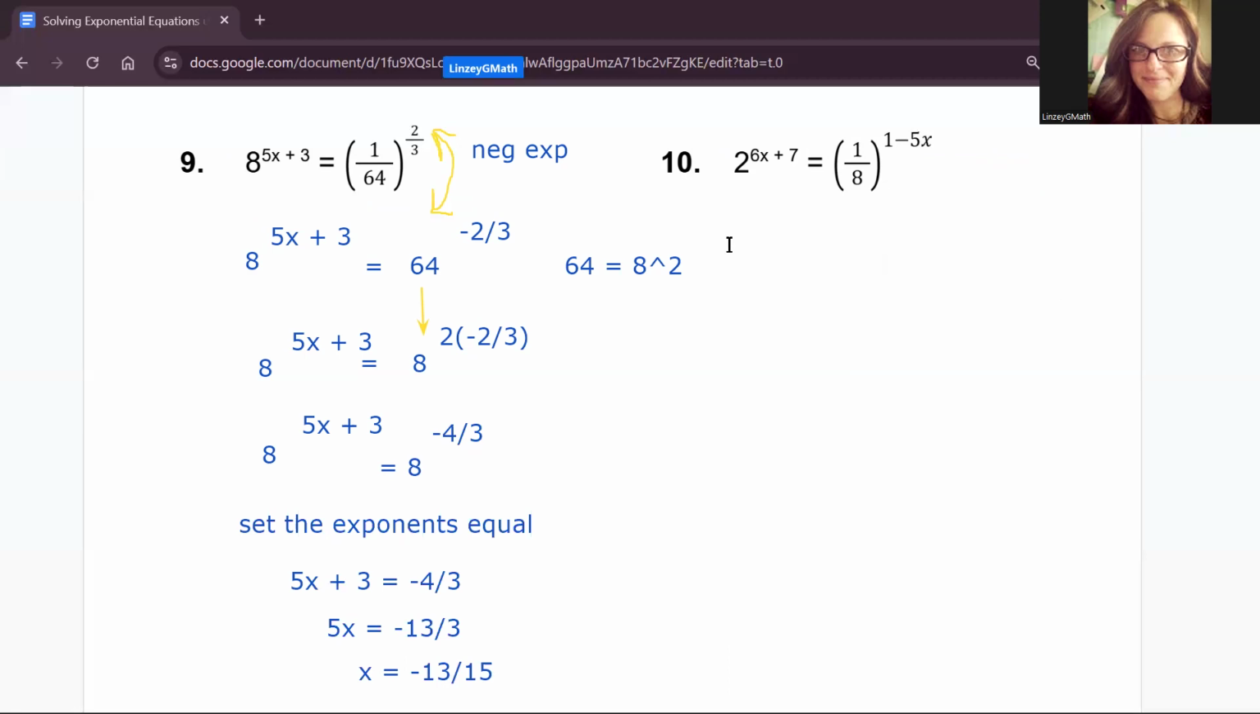And last but not least, we'll take a look at number 10. I'm going to use the negative exponent property to rewrite the right-hand side. 1/8 is 8 raised to the negative 1st power. And we also have 1 minus 5x already in the exponent. And we can distribute the negative 1. And we get negative 1 plus 5x. Now I need to rewrite 8 so that it has base 2. 2 raised to the third power is 8.